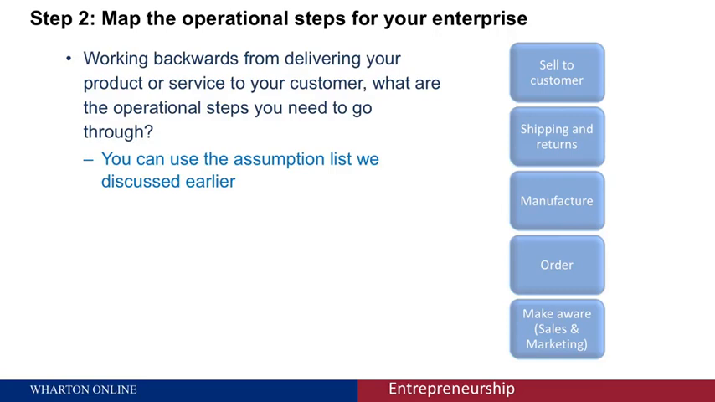So we start with the endpoint, which is we sell our product to customers. So before that, we need to ship it to them and deal with returns. Before that, we need to actually manufacture these things so people can use them. We need to go through some sort of ordering process where we book orders and set them up for this. And we also need to have made people aware of this before we do anything else. So we have to do sales and marketing. So these are the broad steps of your enterprise.